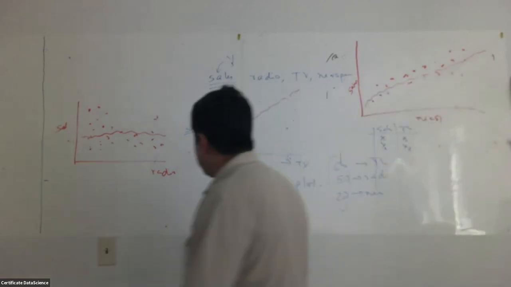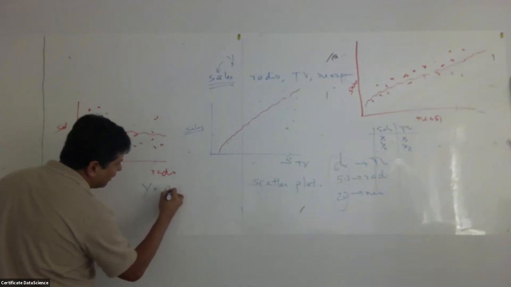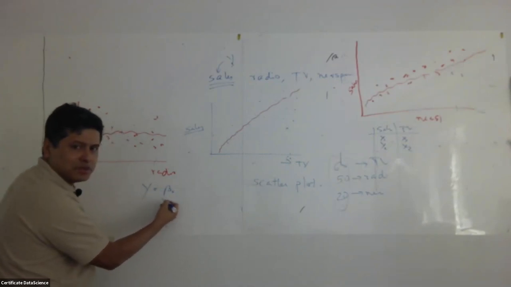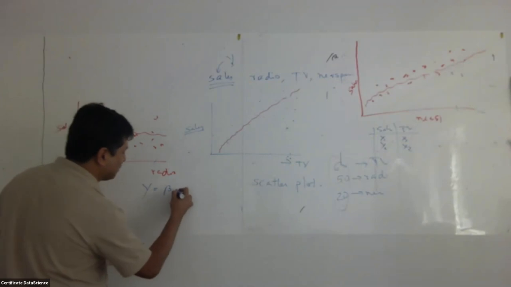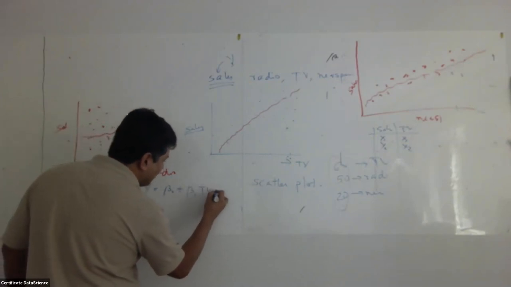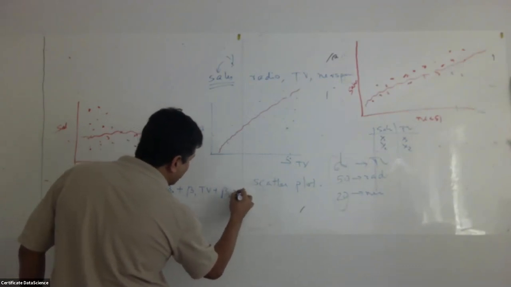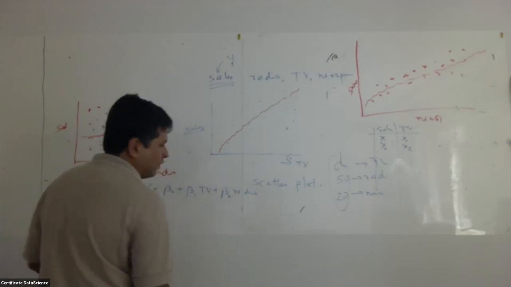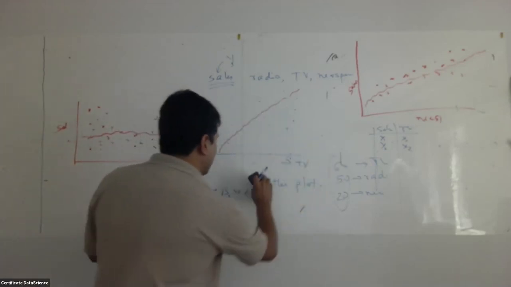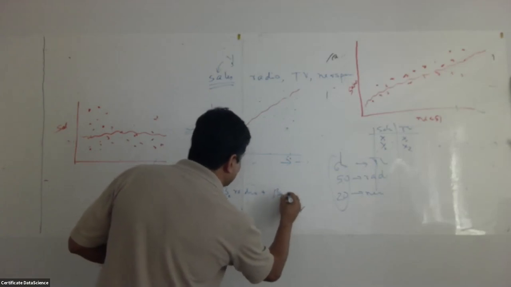So I would like to have a formula like this. Why? Even if you spend zero, you will still get some sales. That's why this is for that. Beta 1 is the amount of TV, beta 2 is radio, and beta 3 is newspaper.